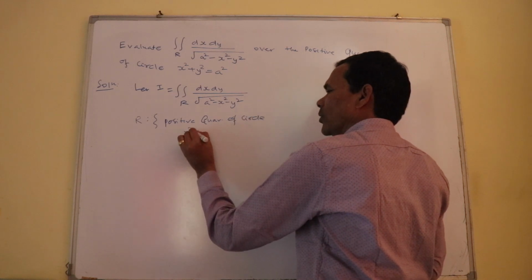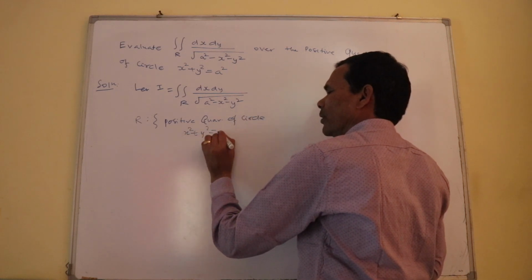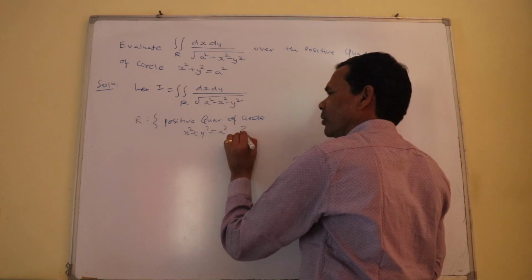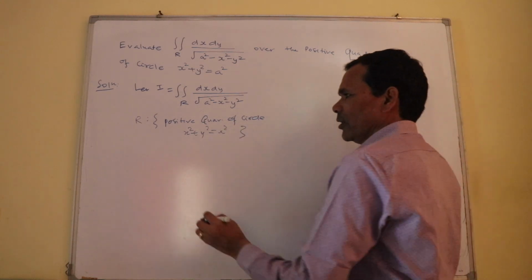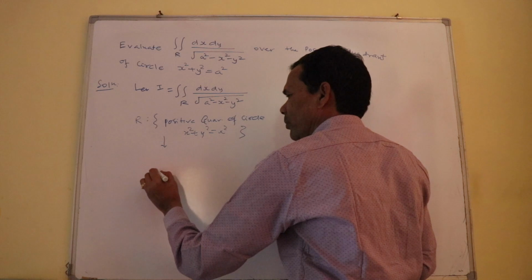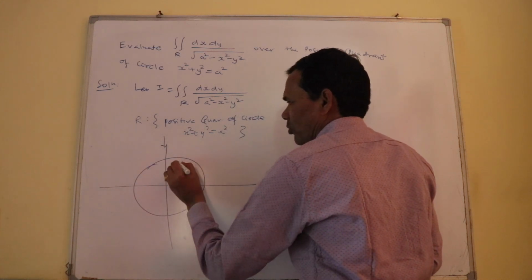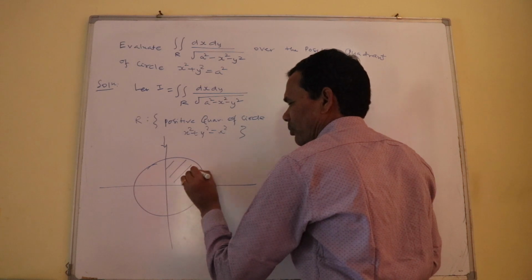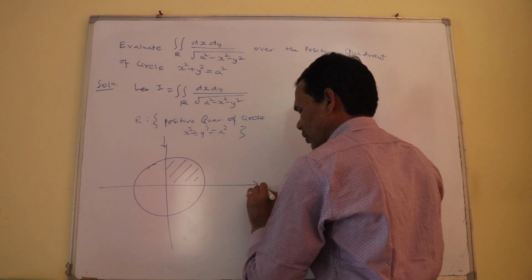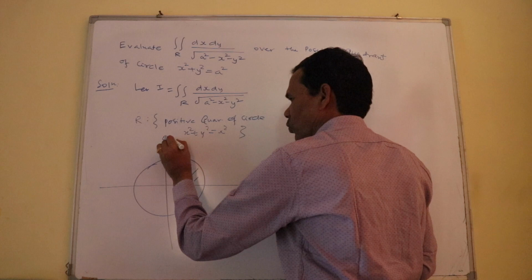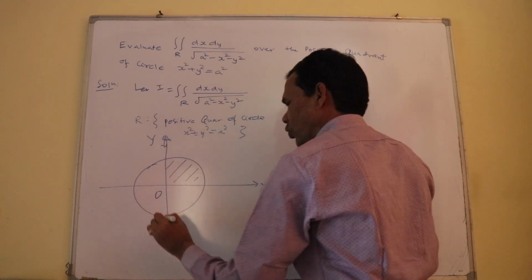x square plus y square is equal to a square. This is a circle with center at origin and radius a. So I will try to show the positive quadrant of this circle. It is something like this. So this is the positive quadrant of the circle. This is the x-axis, this is the y-axis, and this is the origin.